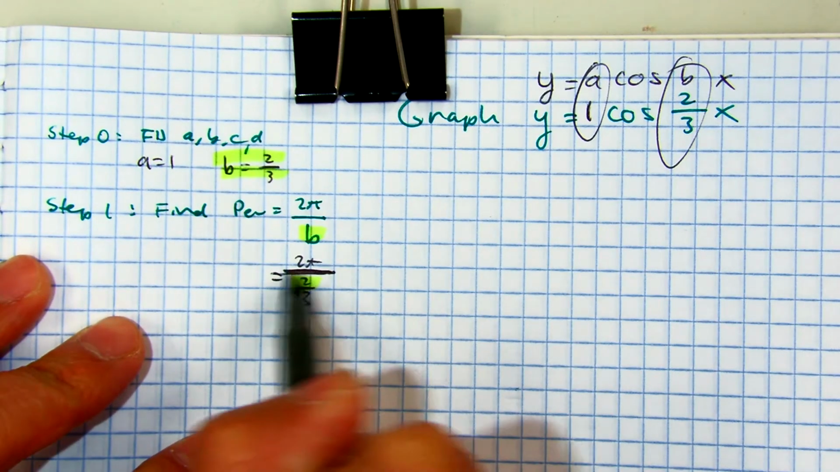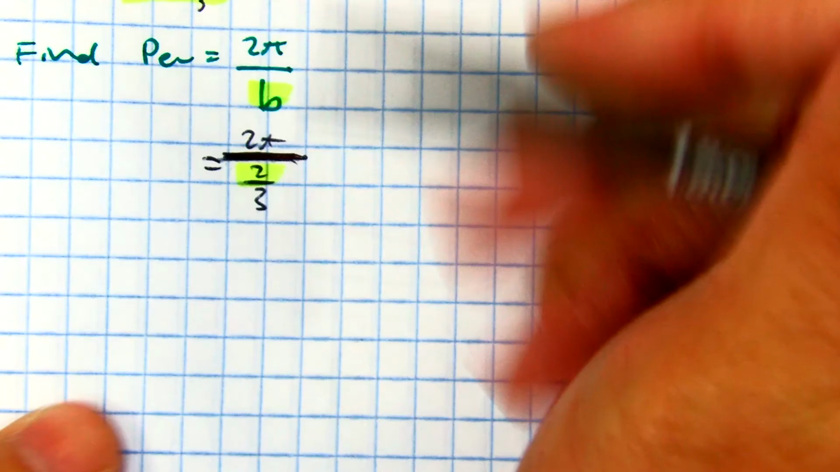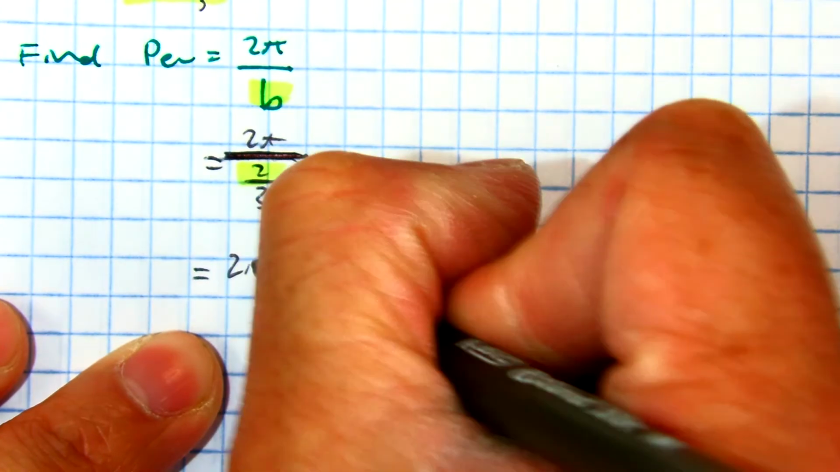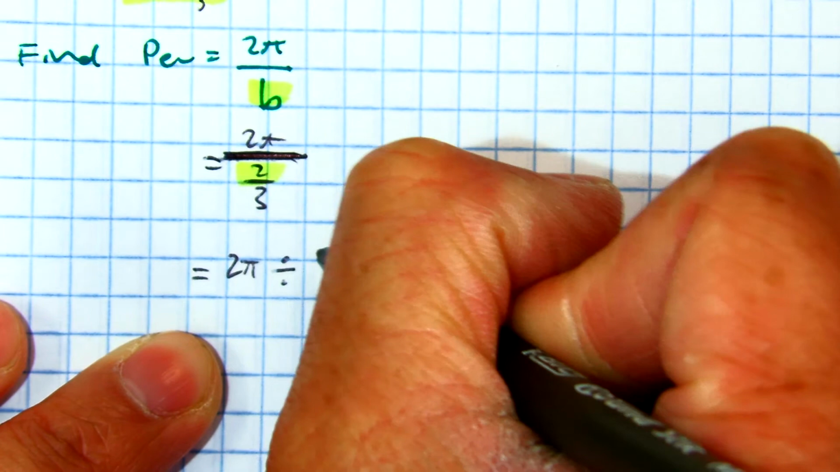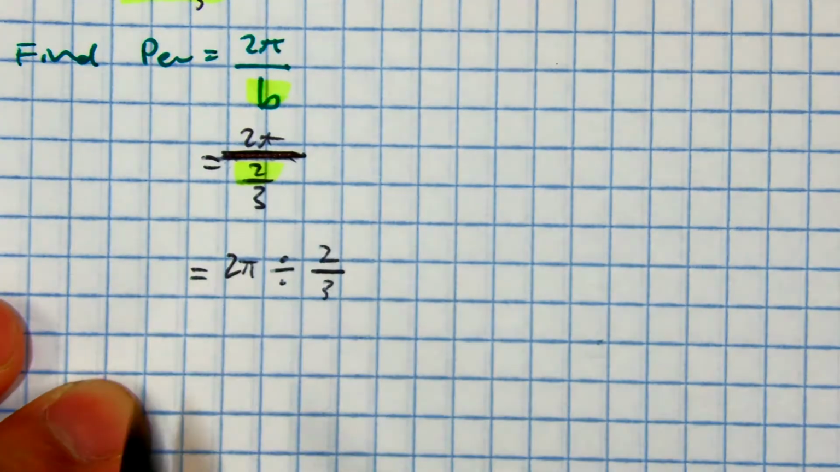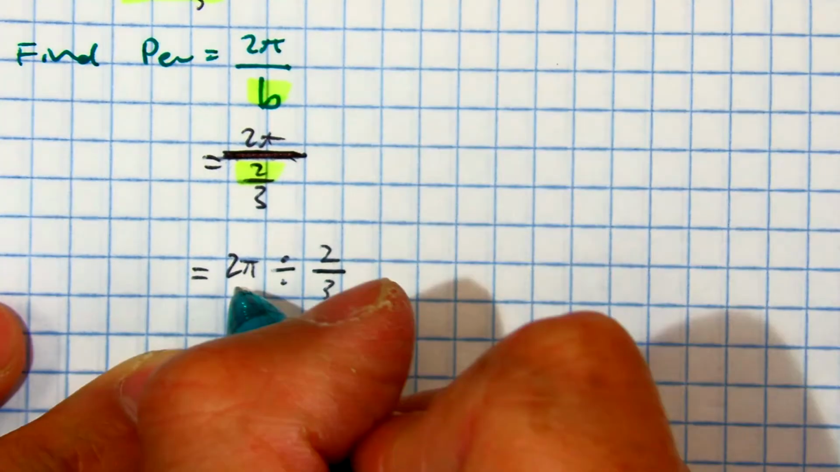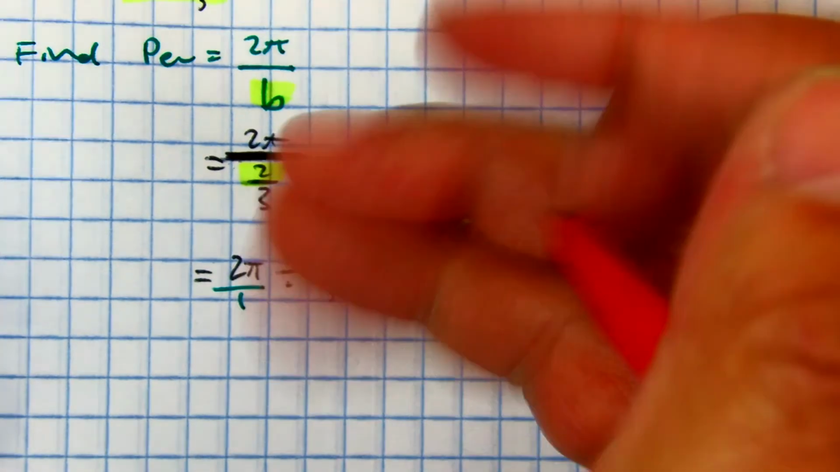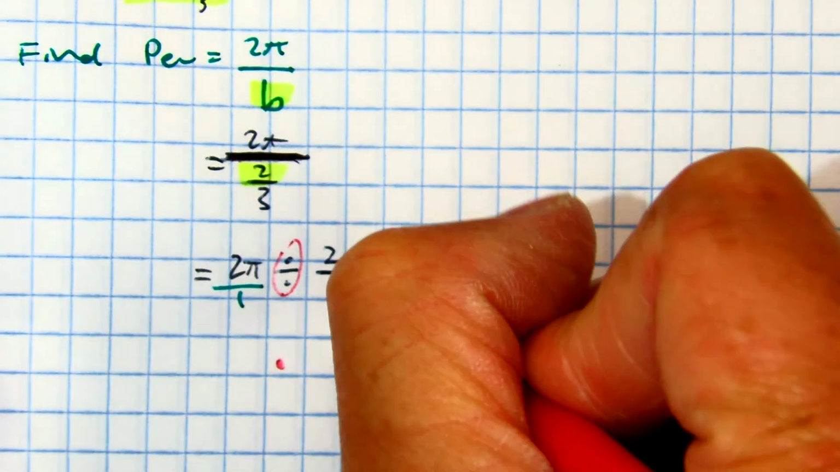I'm going to make my fraction line really thick so you can see it. This is vertical. I'm going to turn it horizontal. Don't change anything. 2 pi. Class, what math operation? Divided by 2/3. 2 pi divided by 2/3. Class, how do you make that a fraction? Put it over 1. This one turns into multiplication, and that one flips.